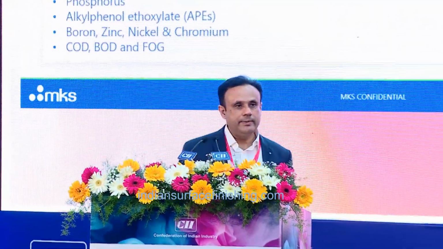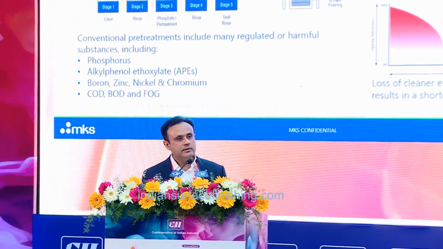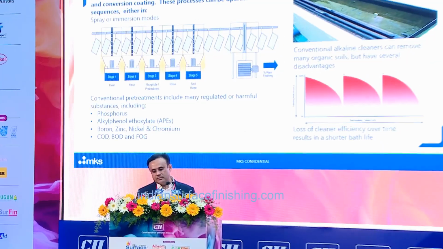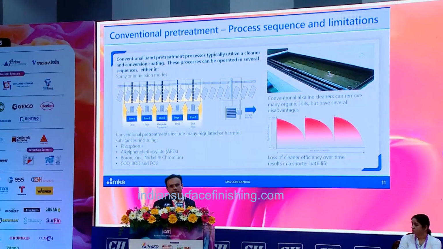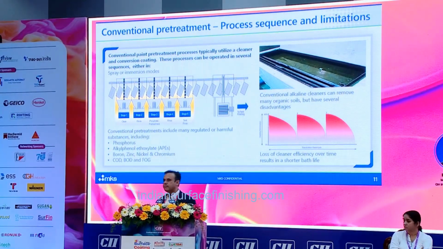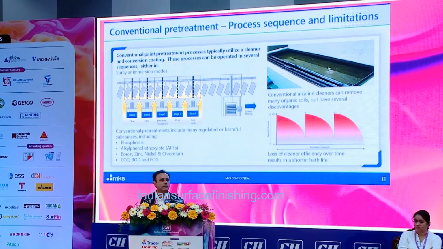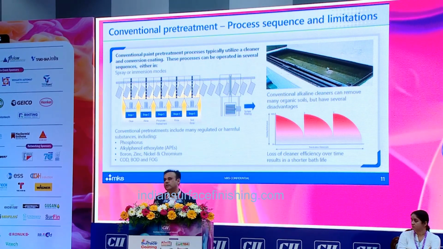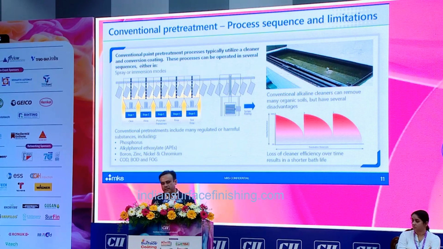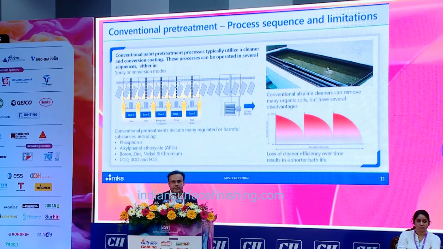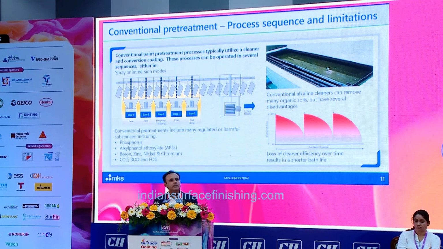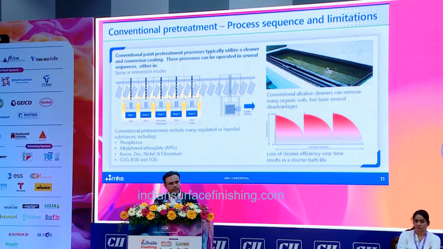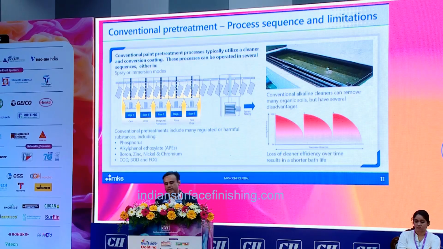On the right hand side you can see a picture of a cleaner. You can see a red curve which shows that a cleaner is very efficient in the beginning, and when it is loaded with organics, it becomes inefficient, and you can no more work with it. So it means you need to either replenish it or discard it completely. Suppose I take a 6 month period, and in these 6 months you are dumping your cleaner 3 times, it is a very big burden on the ETP, water, chemistry usage, and everything. So this is with respect to the cleaner.